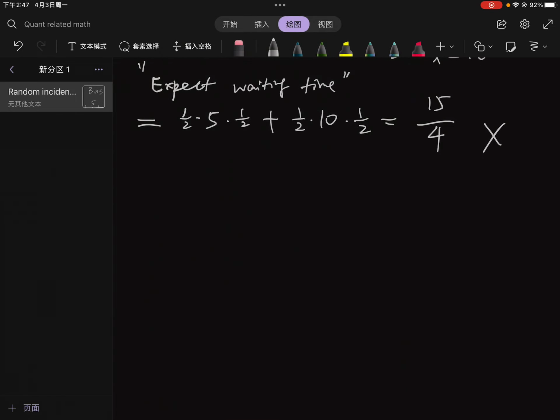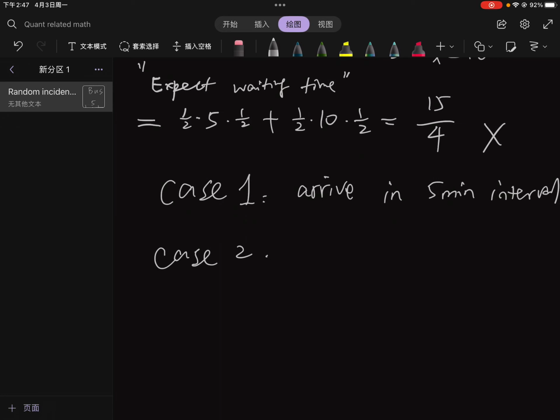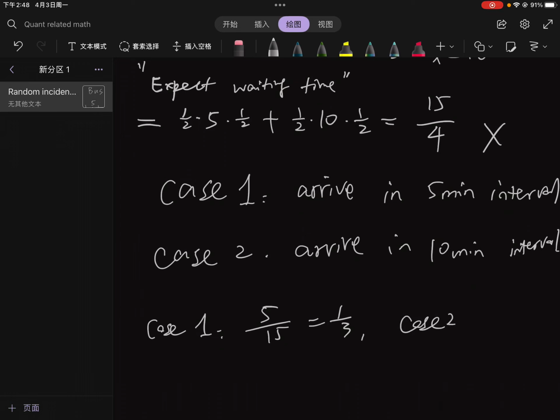The right way instead should be, there are two cases. Case one is you arrive in the 5 minutes interval. And case two is you arrive in the 10 minutes interval. And what's the probability of that? So you know 5 or 10, you consider as a whole is 15 minutes. So case 1 has the probability of 5 divided by 15, which is 1/3. And case 2 is 10 divided by 15, which is 2/3.